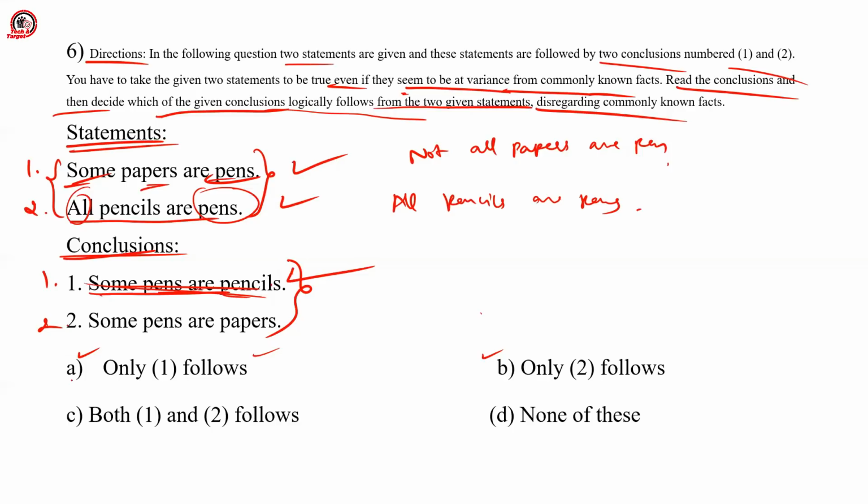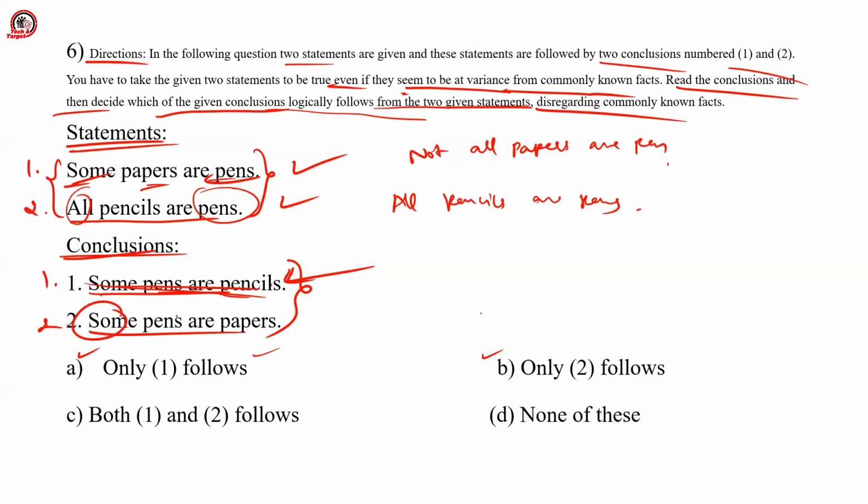No, we can't. Even though conclusion 1 clearly follows, we still have to look at the second conclusion, and only then decide which option to choose. Until then, we should not choose any option. All right. Now we'll see the second conclusion.